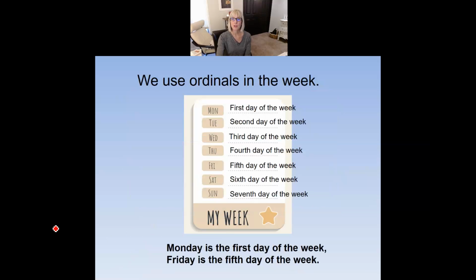We use ordinals in the week. Monday is the first day of the week. Tuesday is the second day of the week. Wednesday is the third day of the week. Thursday is the fourth day of the week. Friday is the fifth day of the week. Saturday is the sixth day of the week. And Sunday is the seventh day of the week.